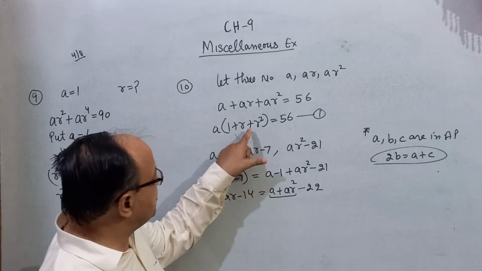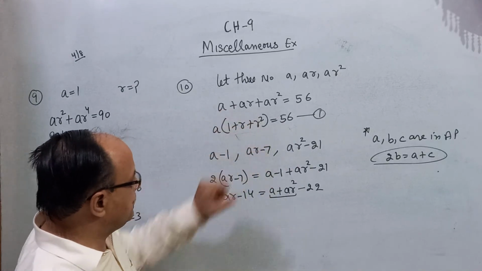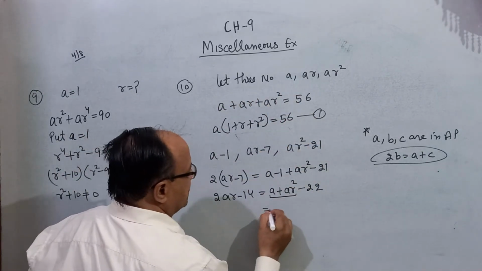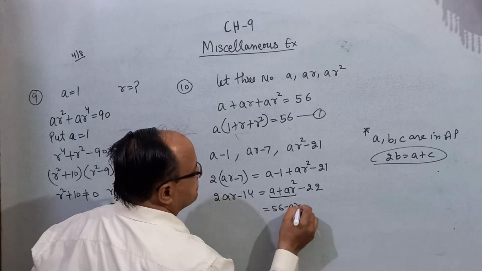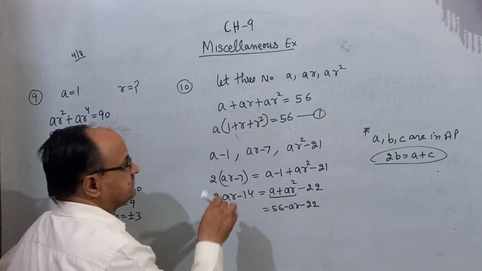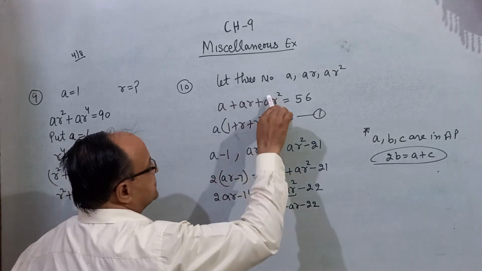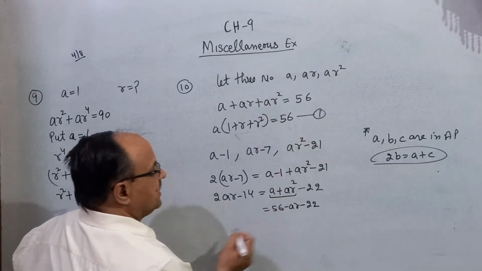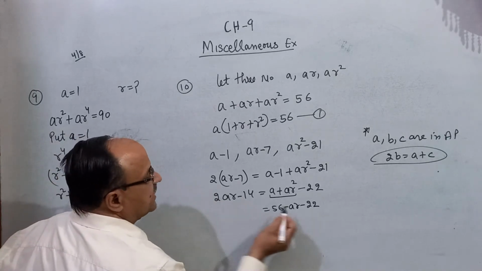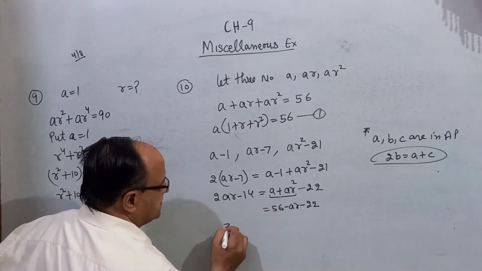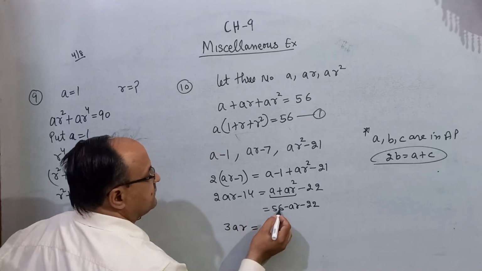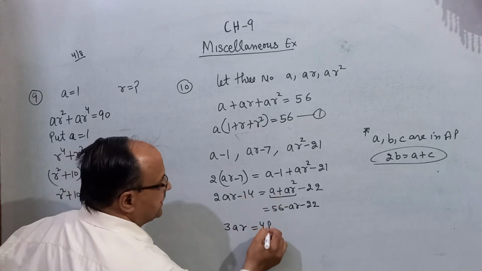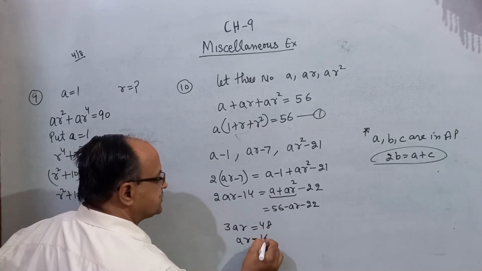Can you put the value of this from the first equation? What is the value of A plus AR square? You know that it is 56 minus AR. Now 2AR plus AR, that is 3AR, and 56 minus 22 is 34, 34 plus 14 is 48. Therefore AR is equal to 16.